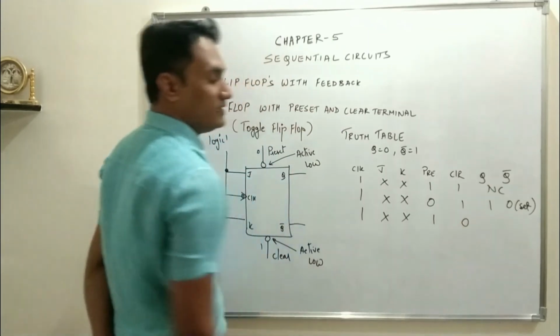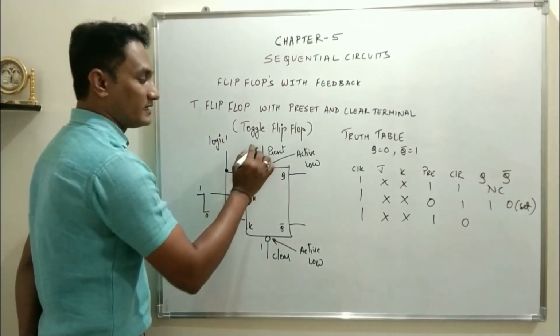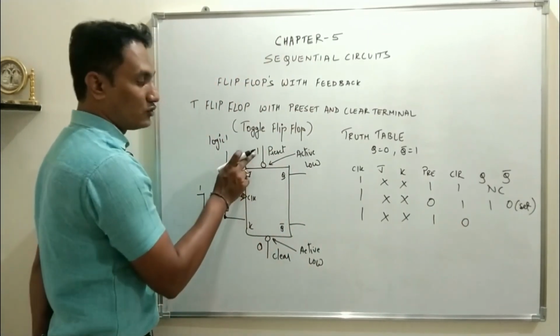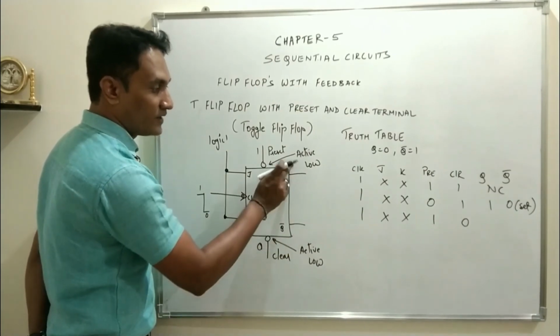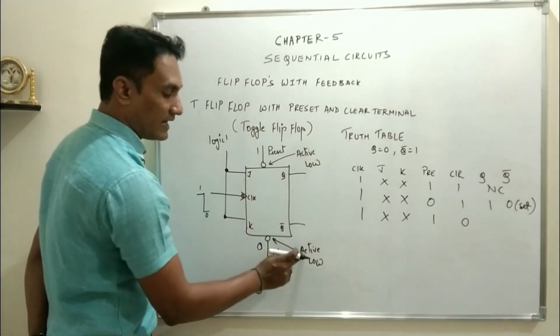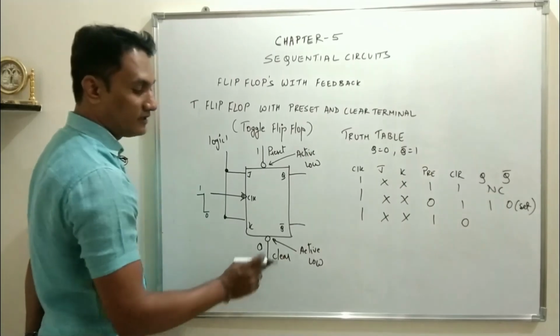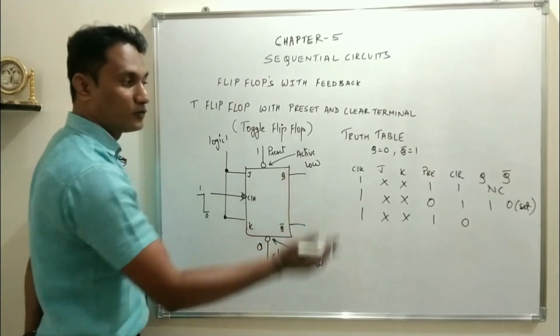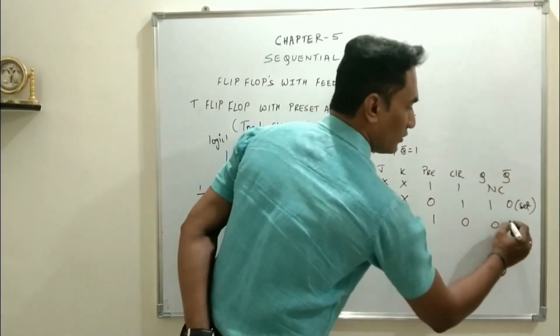Again the clock is 1, we don't care about J and K condition. Preset is 1 now, clear is 0. So both the terminals are active low. Now preset is 1, it is deactivated. Clear is 0, it is activated, and when the clear terminal is activated, the output will reset. That means Q will be 0, Q bar will be 1.